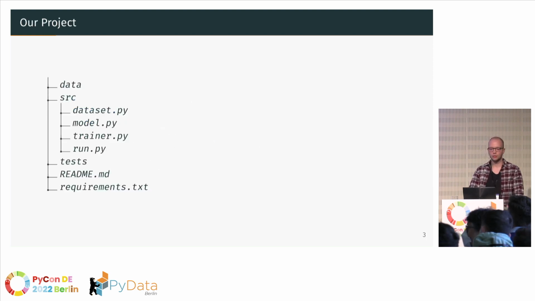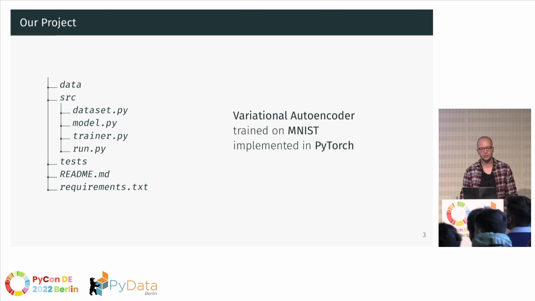The project directory looks like this. It is a variational autoencoder that will be trained on the MNIST dataset, and it is implemented in PyTorch. What you can see here, we have a data directory, we have a source directory with all your code, we have a test directory, which is currently empty. We have a README where we have the requirements.